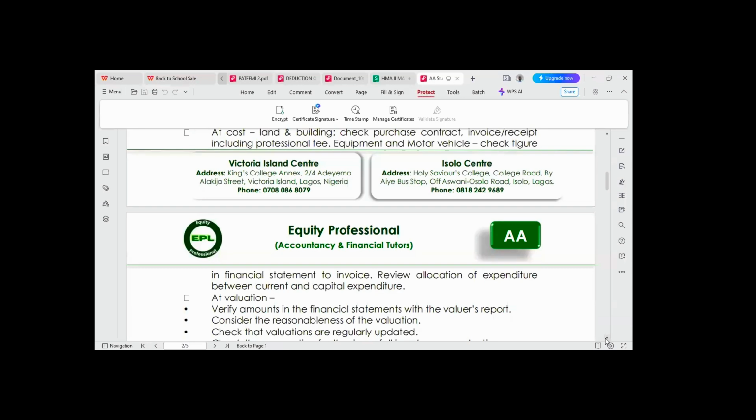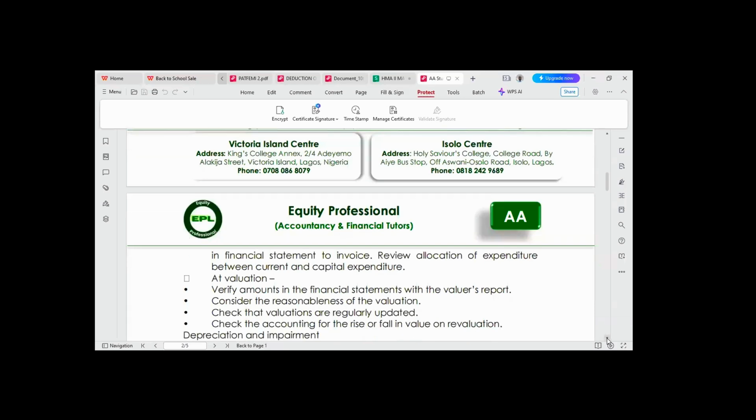That means the auditor will want to verify the amount in the financial statement with the valuer's report. So we want to check that whatever the valuer's report says is what is reflected in the statement of financial position. You also want to consider the reasonableness of the valuation. When you're doing valuation, you have to put in some assumptions. Those assumptions, you also want to see whether they are realistic. Then you also want to check that the valuations are regularly updated.